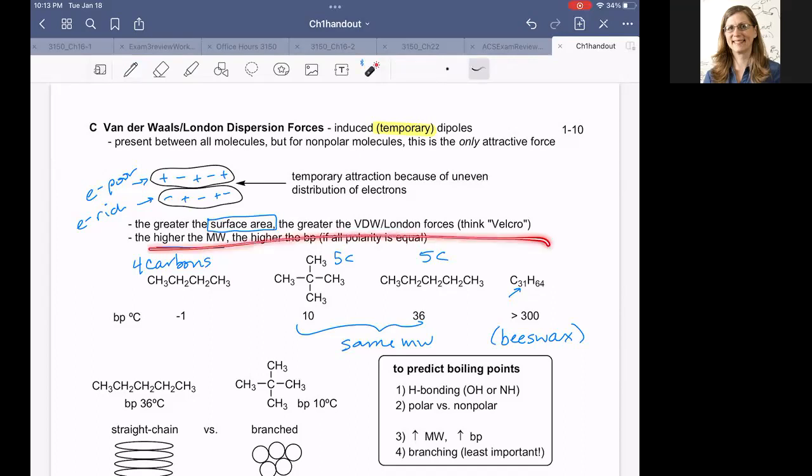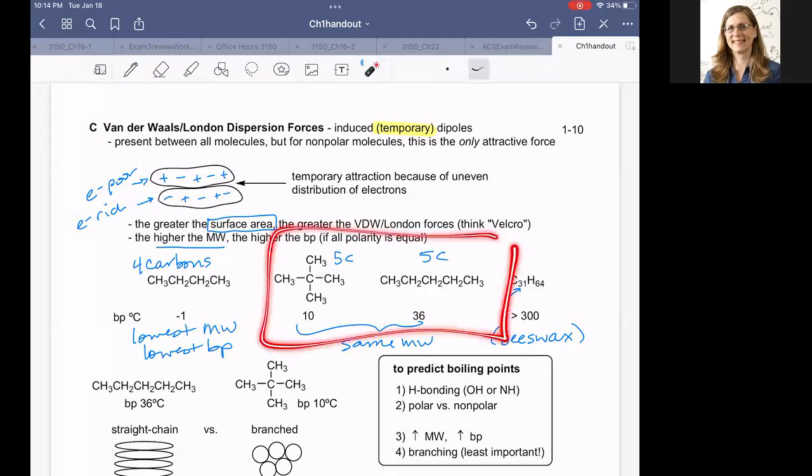So in this case, notice we're looking at all nonpolar compounds, so we just have one thing at a time. Here it's molecular weight. The one with the 4 carbons has the lowest molecular weight, has the lowest boiling point. And the one with the highest molecular weight has the highest boiling point. Okay, now how can we distinguish between these middle ones? These are isomers. They have the same molecular weight, the same mass, but they have a different shape, and therefore they have a different surface area.